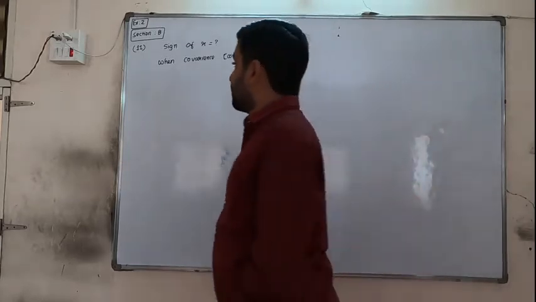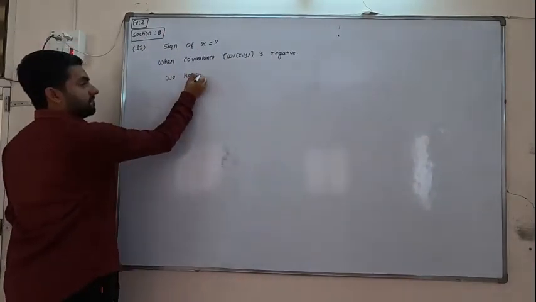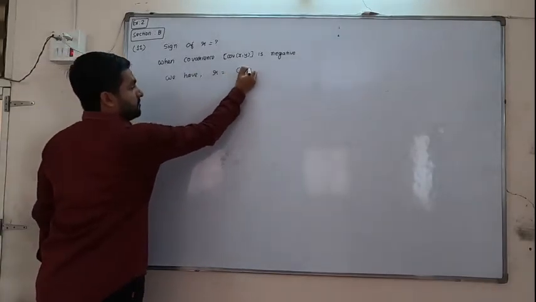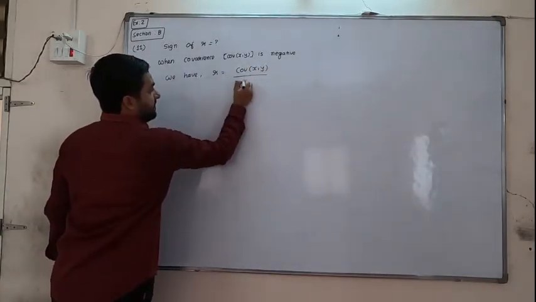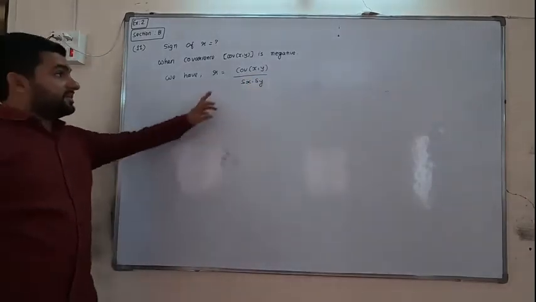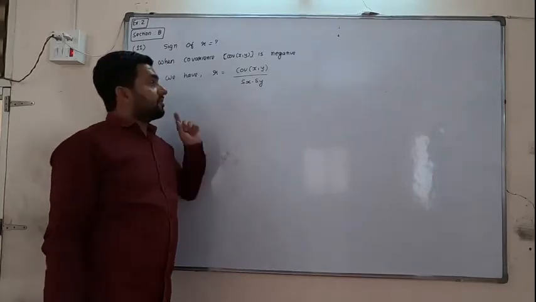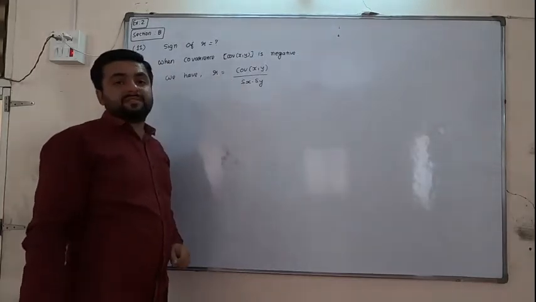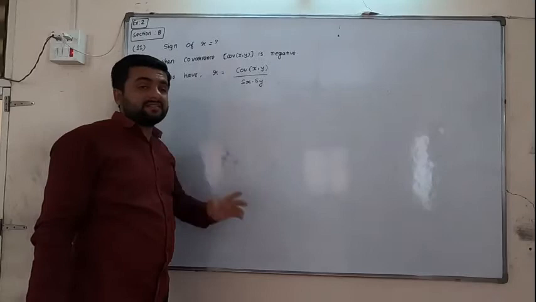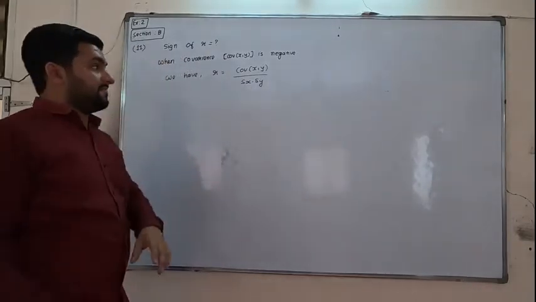Now friends, we have the formula. R is equal to covariance xy divided by Sx into Sy. Now if this value is minus, then the whole answer will be minus. Because if here it is minus, then the answer can be minus. The reason is that Sx and Sy cannot be minus because they are standard deviations.